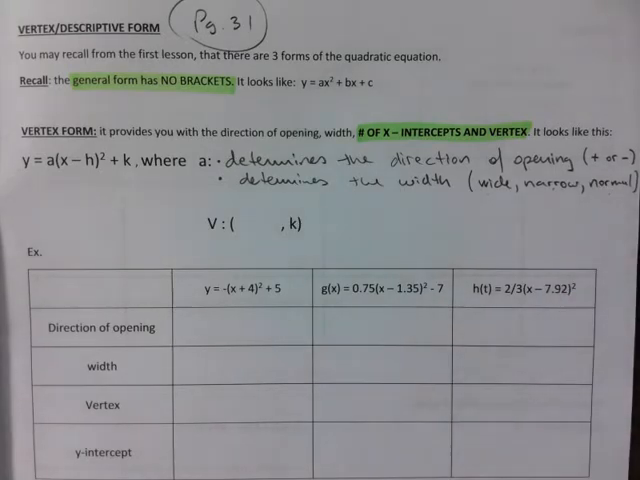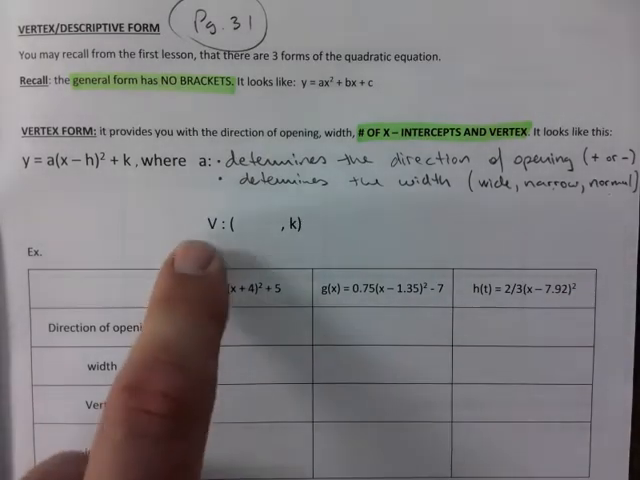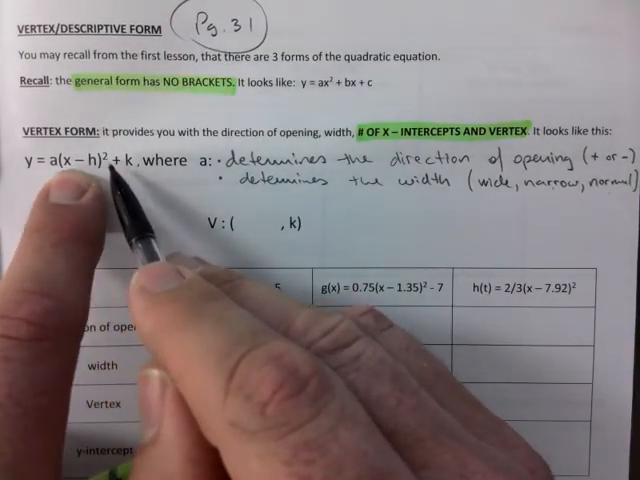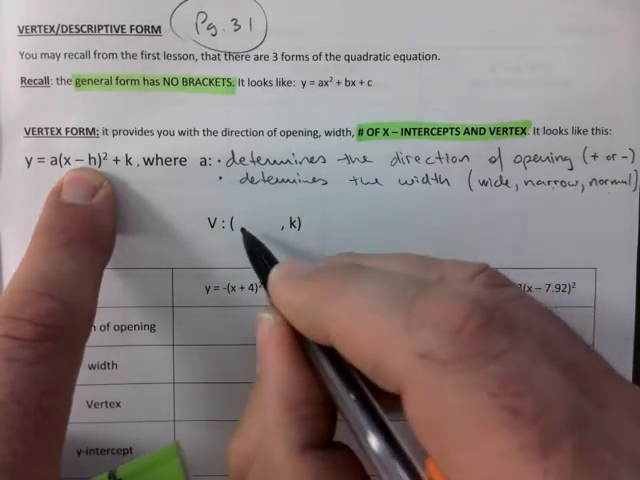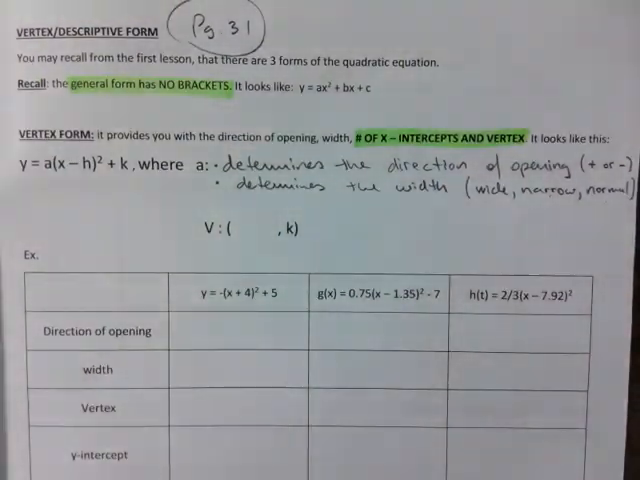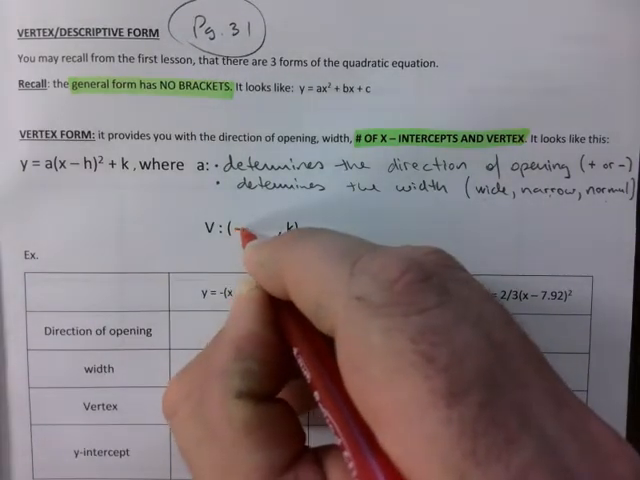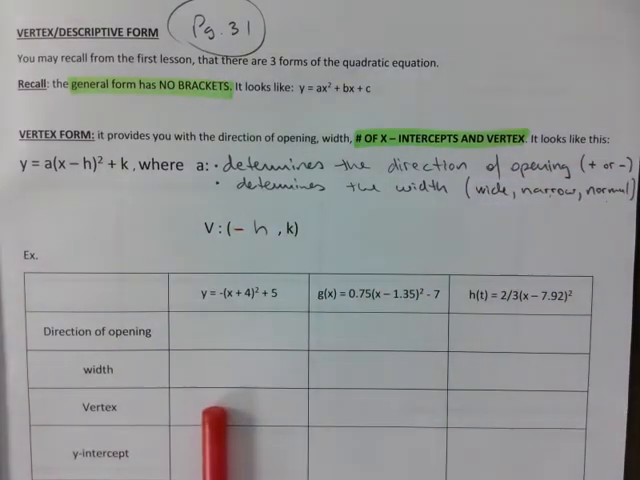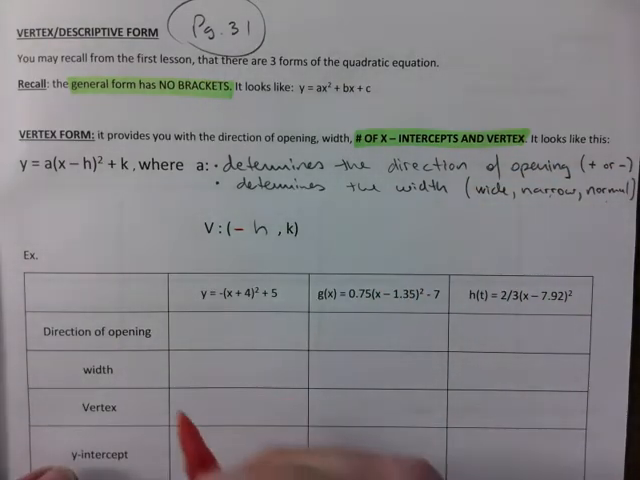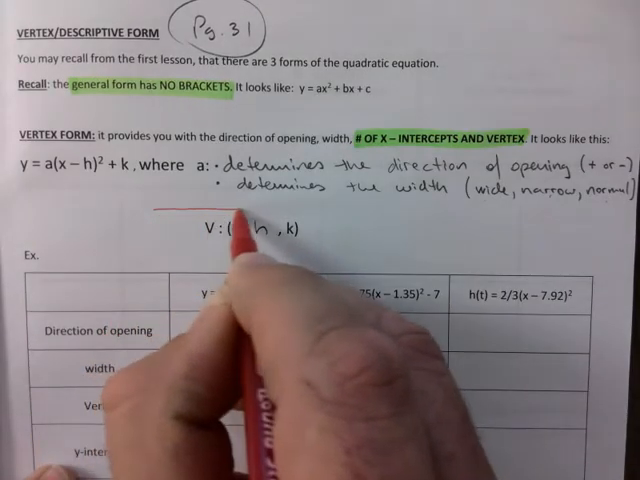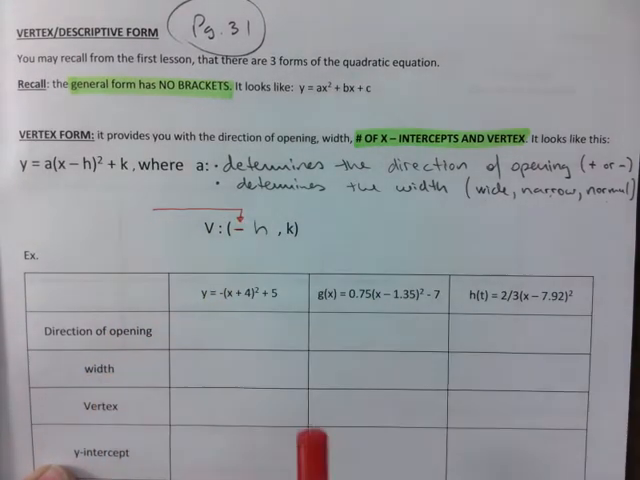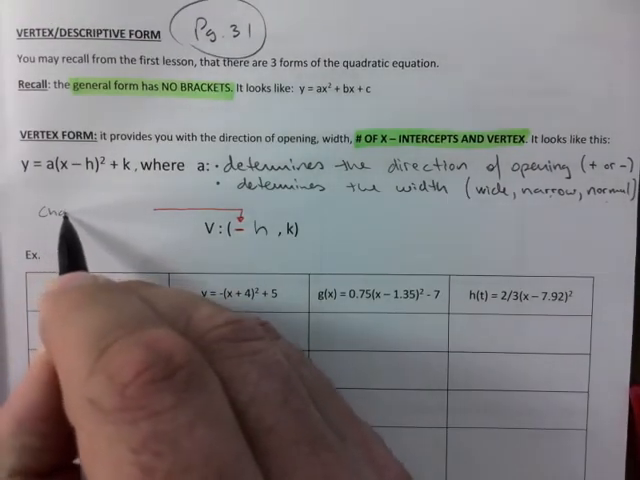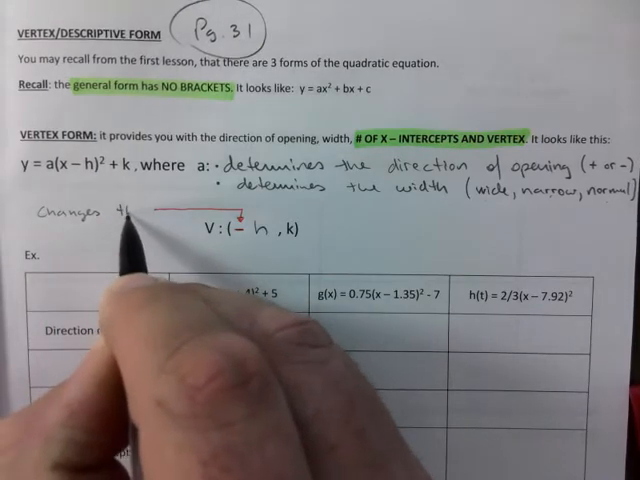So here's the kicker. The vertex, if you look at this, you notice there's a bracket, like that. The vertex is going to be negative H, K. And what does that negative do? It changes the sign of H from the equation.